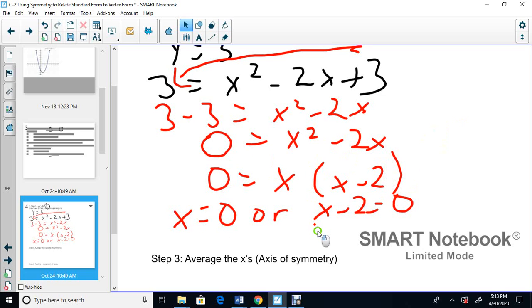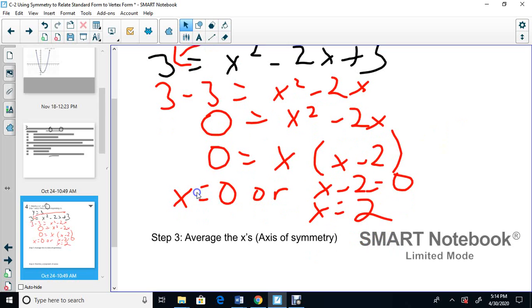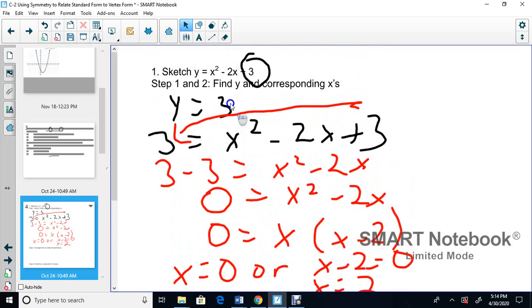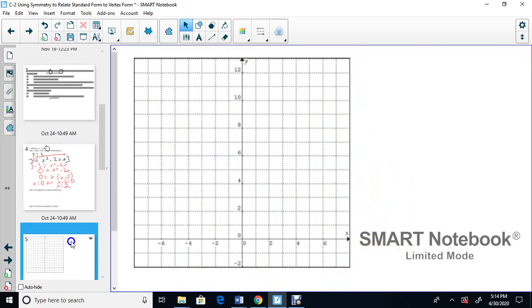And then we get x equaling 2. Okay, let's see how this would look on the graph. So we got x equal to 0 or x equals 2 when y equals 3. So let's take a look here. Okay, and let's graph it. Okay, we'll use blue here.